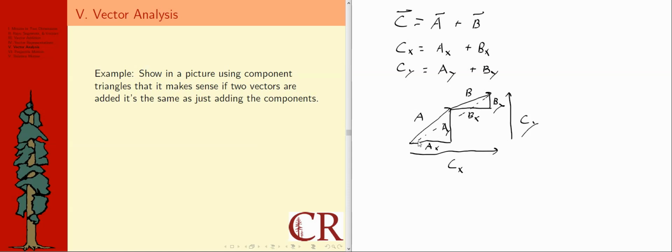And I think it makes sense that the segments A sub x and B sub x, if you put them end to end, would be the length of C sub x. And similarly for the vertical, if you move this A sub y over here and just stack them together, you get the length of C sub y. And so I think that geometry demonstrates that these two component equations are correct.